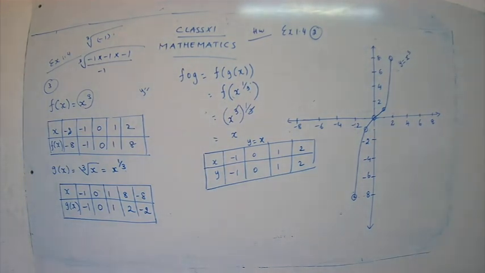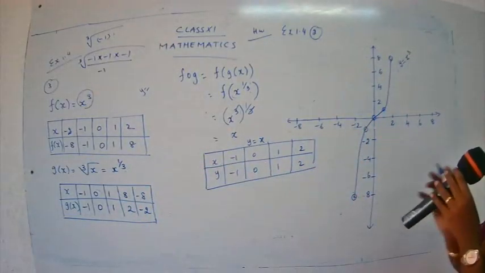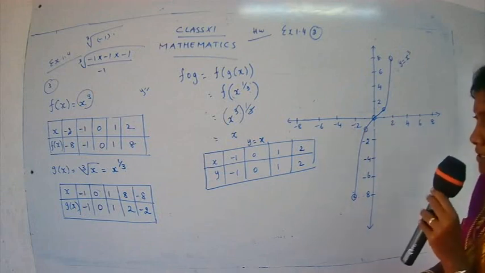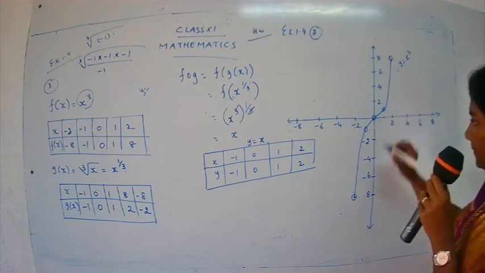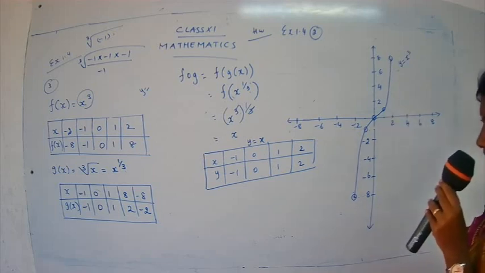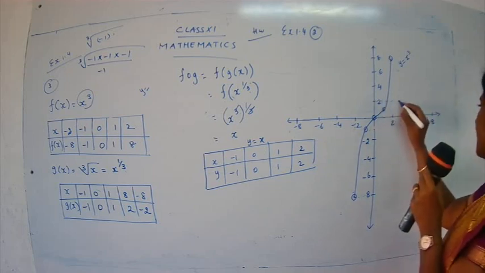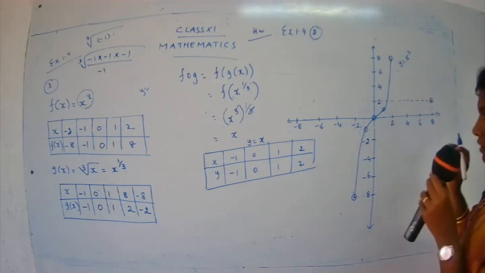Okay, I hope you have completed the first graph. Let's go for the second one. Let's find out x raised to 1 by 3. It's minus 1, minus 1. There is minus 1 here. Yes. 0, 0 here. 1, 1 here. 8, 2. Here, somewhere here you get 8, 2.